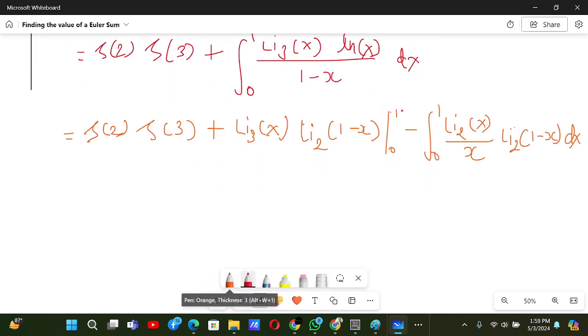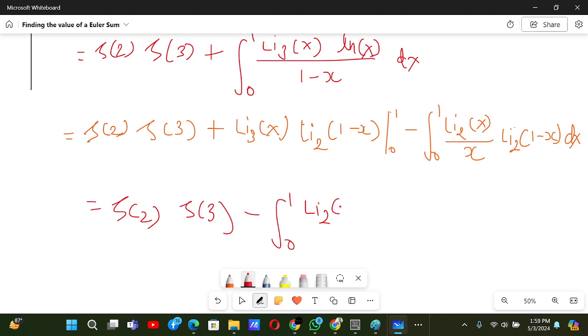Now at 1, Li2 of 0 will be 0, at 0, Li3 of 0 will be 0. So at both the values this expression goes to 0. So we just have zeta of 2 zeta of 3 minus the integral from 0 to 1 of Li2 of x, Li2 of 1 minus x by x dx. Yes, let me check if the progress we have made till now is correct or not, because it can sometimes go wrong. So it's necessary to check. Yeah, it's correct.